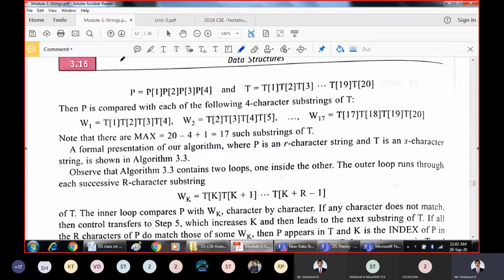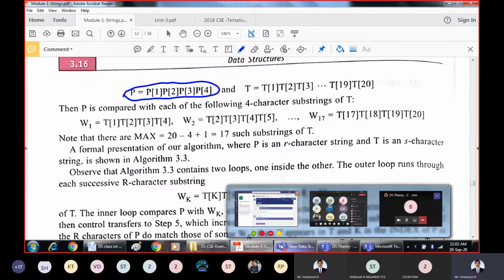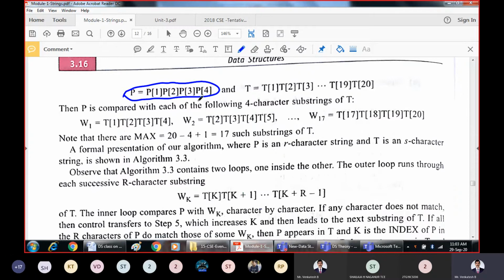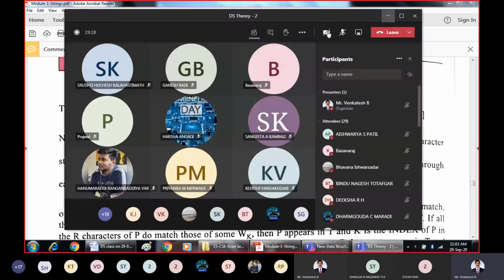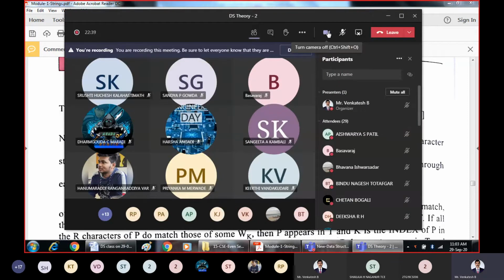Say this is the generic example we consider. P is the pattern which we want to search. What actually is this P here? P is the pattern containing four characters, P1, P2, P3 and P4. So there are four characters in this P.